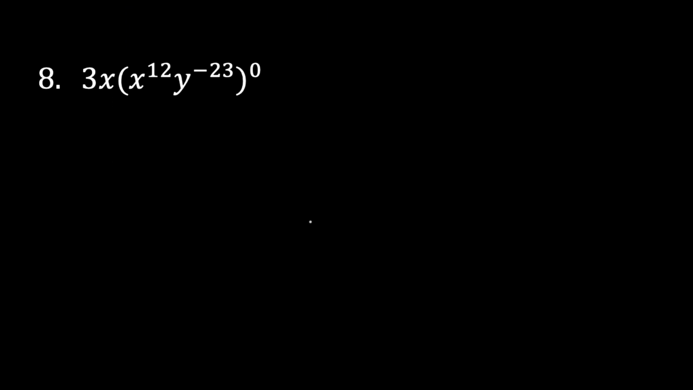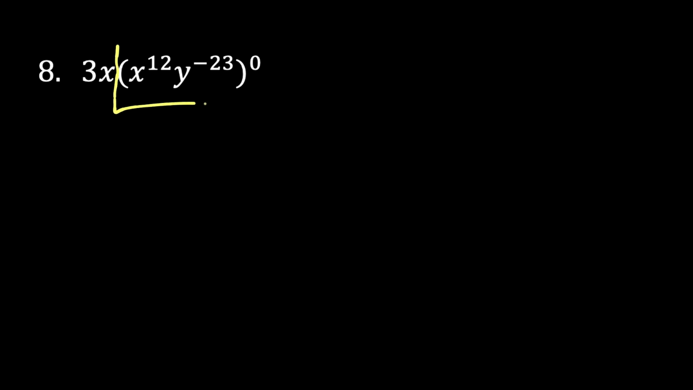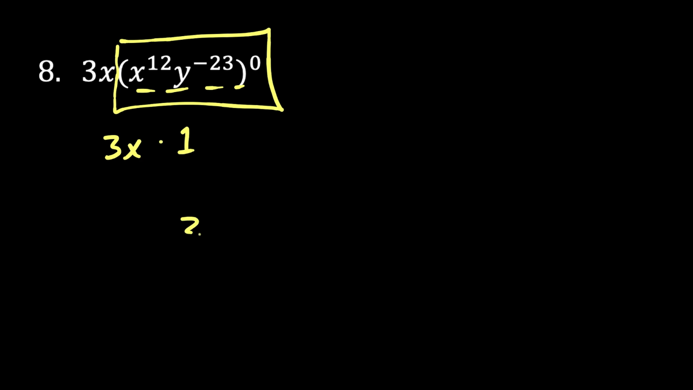Number 8 looks tough, but let's take a look. This is where I want you to notice whenever you have something raised to the 0 power, that rule means it's equal to 1. So all this stuff in here is being raised to the 0 power. So this whole thing is simply equal to 1. So the problem is actually 3x times 1. So your final answer is simply 3x.